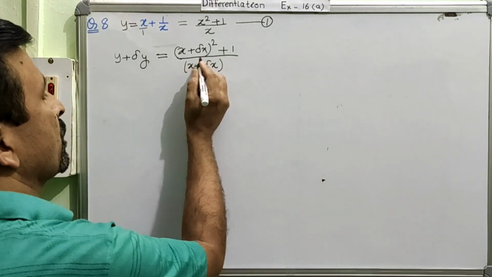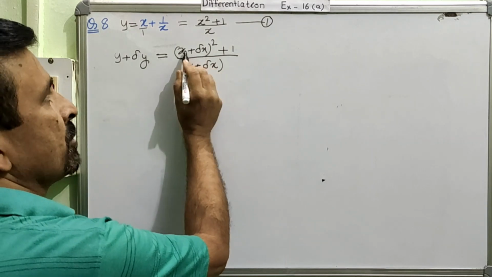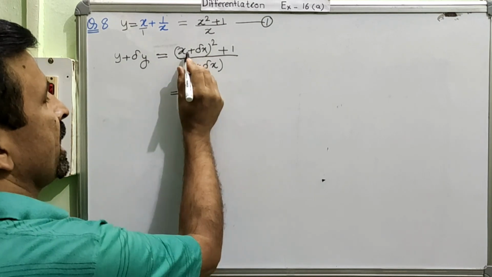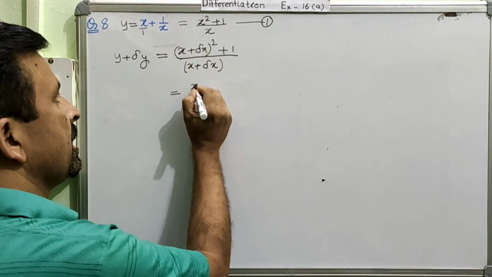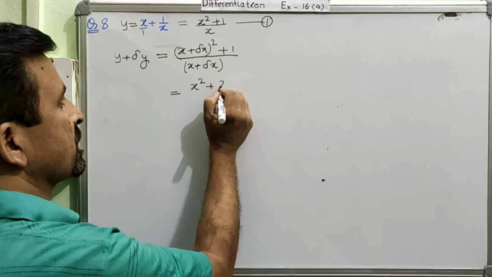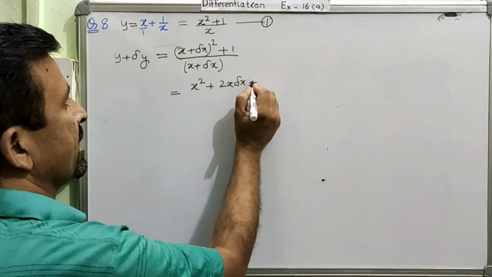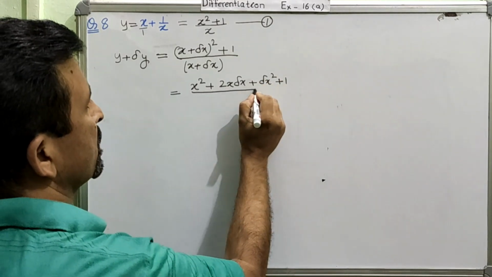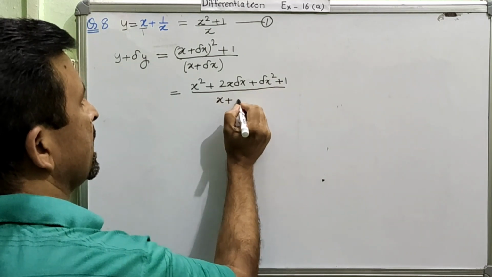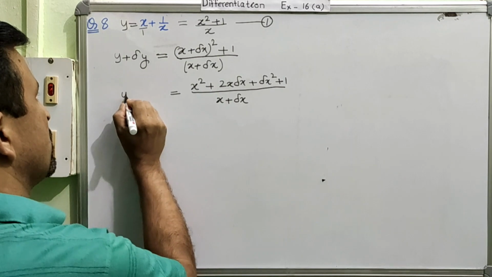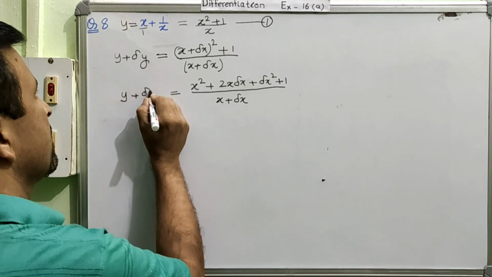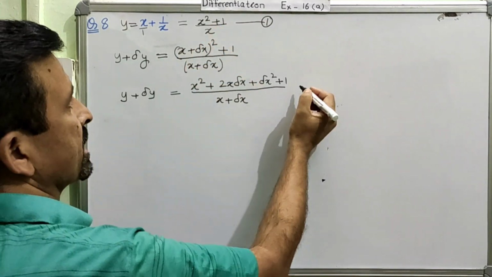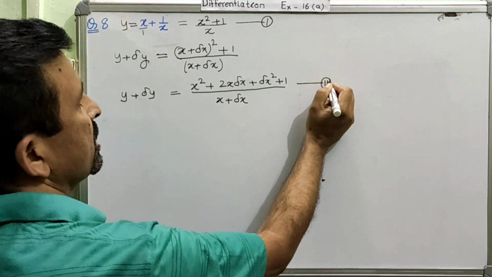So the modification I am going to do is write the expansion of this perfect square, and then after that we will name this equation. So a plus b whole square, you know what the expansion is? x square plus 2ab, that means 2x into delta x, and then b square means delta x square, and then I will write plus 1, and the denominator as it is, x plus delta x. After modifying the right hand side of this second part, I will now name this as equation number 2.